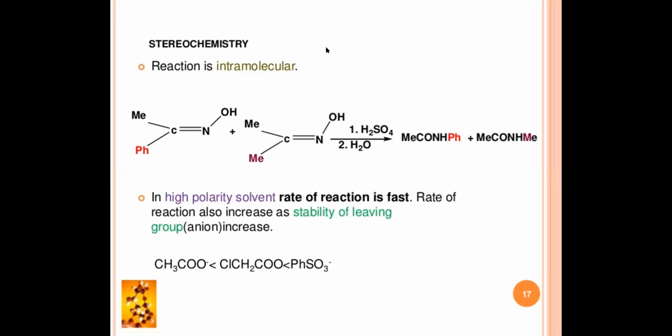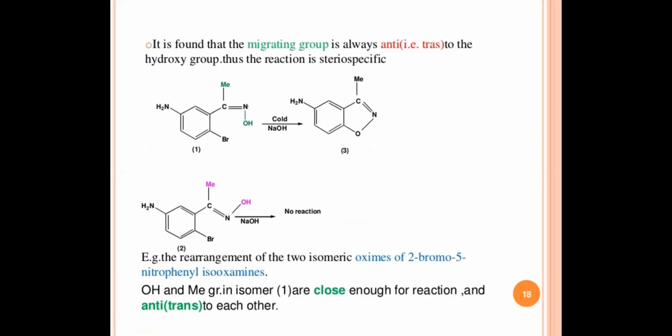In a highly polar solvent, the rate of reaction is faster, and the rate of reaction also increases as the stability of the leaving group increases. So any solvent which stabilizes the leaving group will increase the rate of the reaction. The reaction takes place best in polar solvents. Now let's go to the next fact.